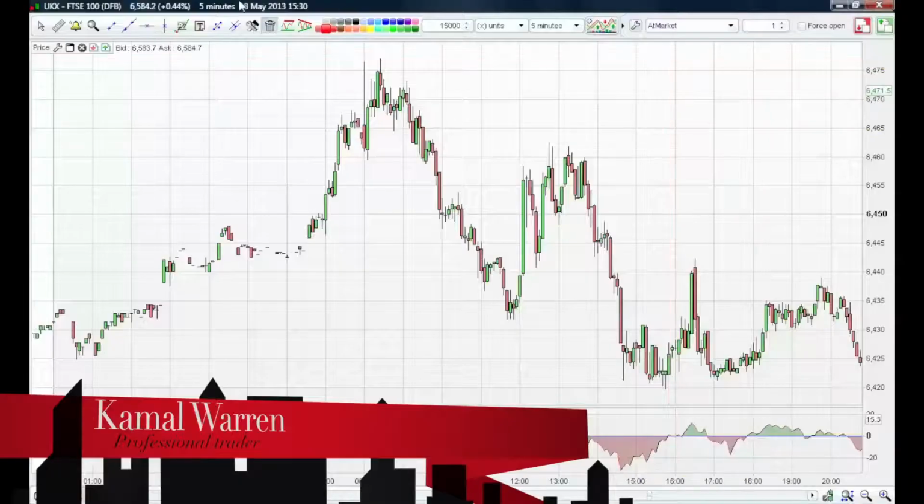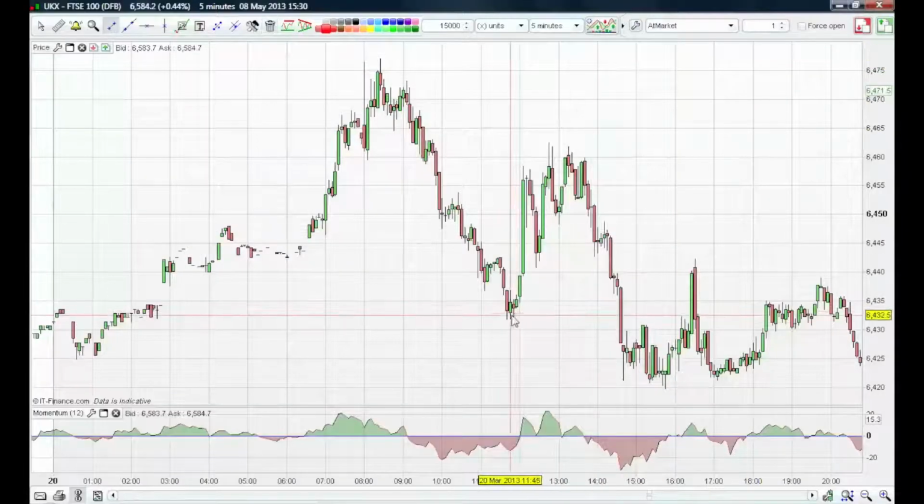But the interesting bit about this particular day is another chart pattern formed after the drop here, which is the rising wedge, as we call it. So what's the rising wedge? This is how it looks, a rising wedge.